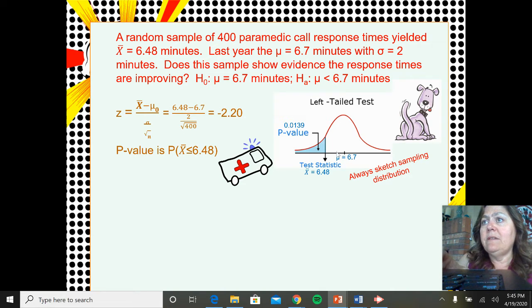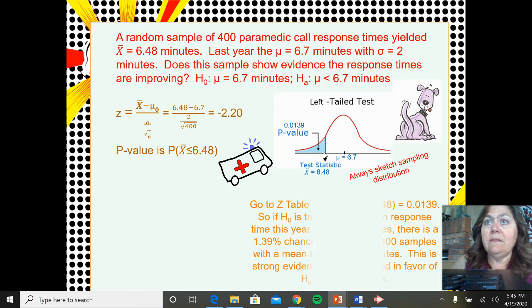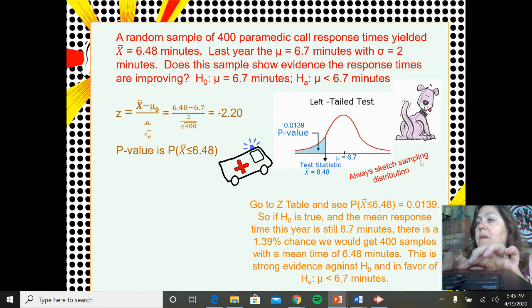So this should be 6.6, 6.5. You can see we're going beyond 2 standard deviations away, so my p-value is quite small. It's a 1.39% chance. Here's how we write our conclusion on this, or think about this.